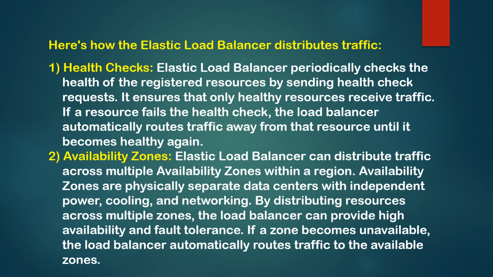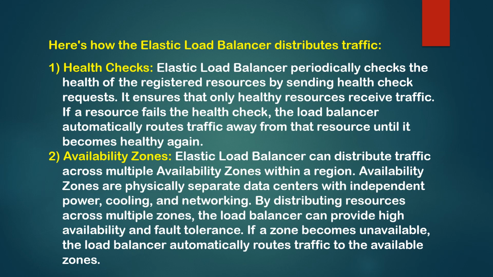Here's how the Elastic Load Balancer distributes traffic. Number 1. Health checks. Elastic Load Balancer periodically checks the health of the registered resources by sending health check requests. It ensures that only healthy resources receive traffic. If a resource fails the health check, the load balancer automatically routes the traffic away from that resource until it becomes healthy again.